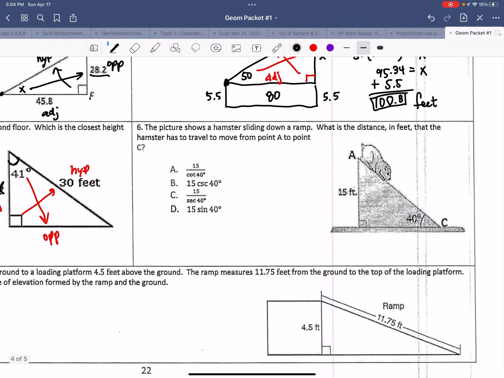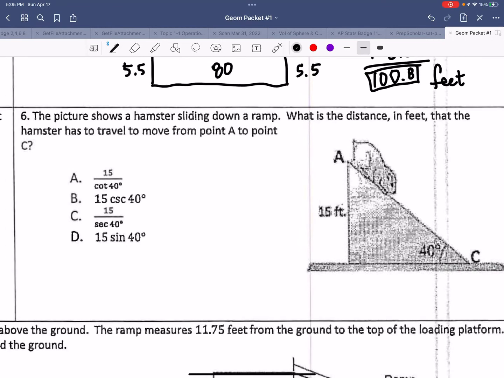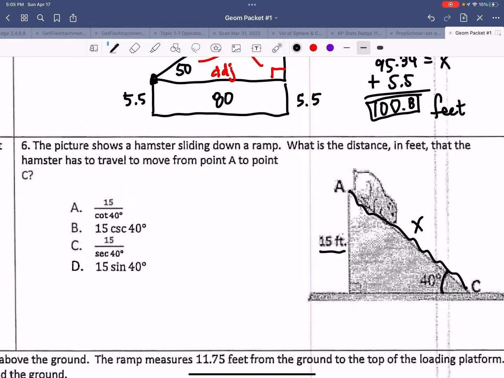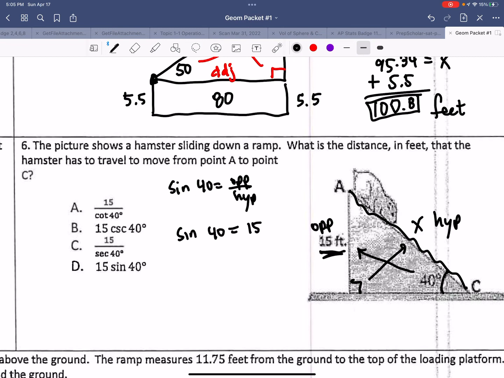Nice. All right, a picture is showing a hamster climbing down a ramp. This is 40. This is 15. What is the distance he has to travel? So we're going to make x what we don't know. So this would be opposite. Opposite the box is the hypotenuse. So it looks like here I need sine. The sine of 40 is opposite over hypotenuse. So the sine of 40, opposite is 15.